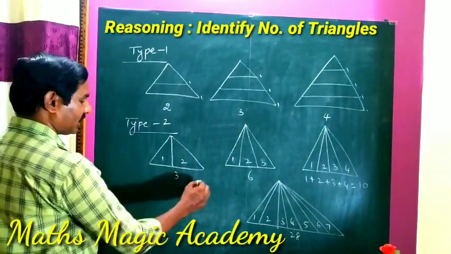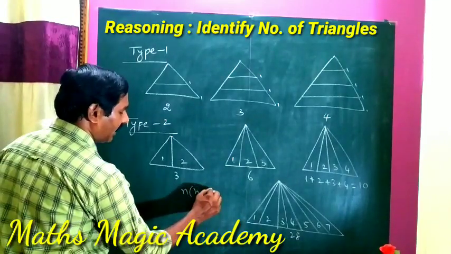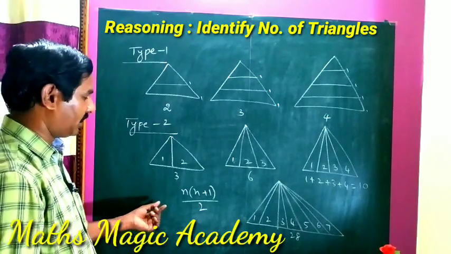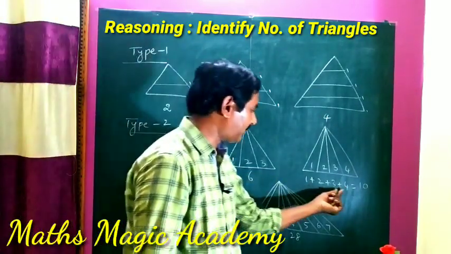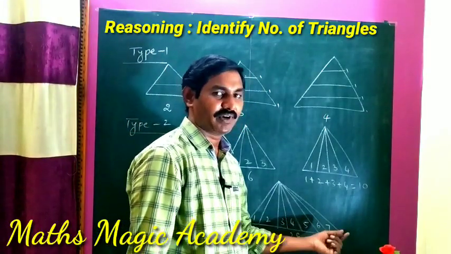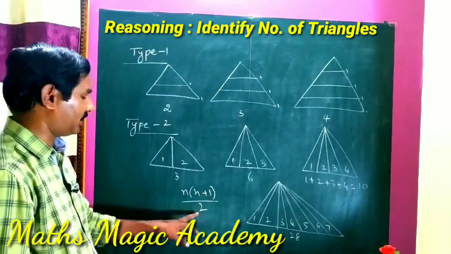Or otherwise, we can form a formula, that is n into n plus 1 by 2. Why? Because here we are doing the sum of the first 4 numbers. Here we are doing the sum of the first 7 numbers. The sum of the first n integers formula is nothing but n into n plus 1 by 2.